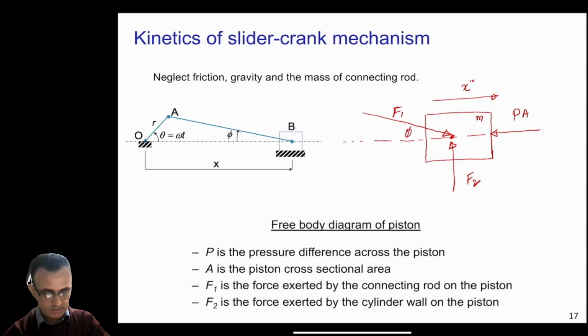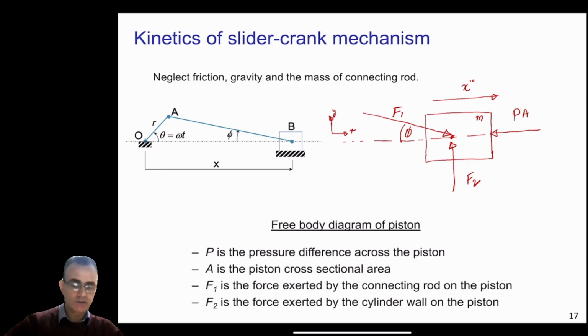This angle is phi here, and the force F1 is along the connecting rod, because here we are ignoring the mass of the connecting rod, so the force is going to be in the direction of the connecting rod. F2 is the force of the cylinder wall, and PA is the force applied by the combustion gases on the piston here. So these are the main forces that we will have on the piston. And again, you can draw the free body diagram. So this is our x direction, this is our y direction here.